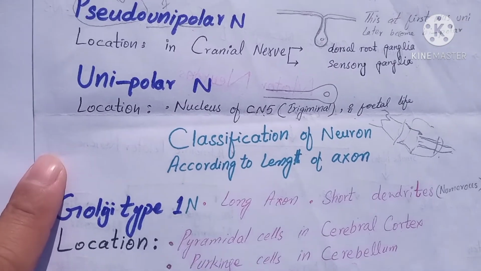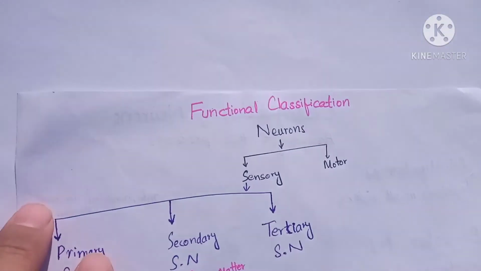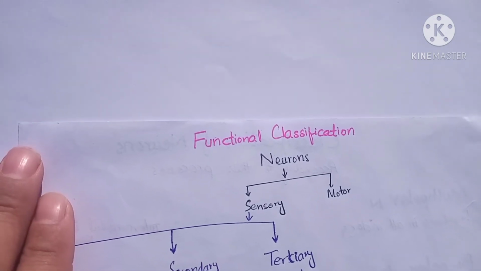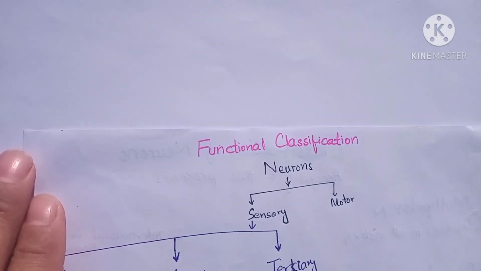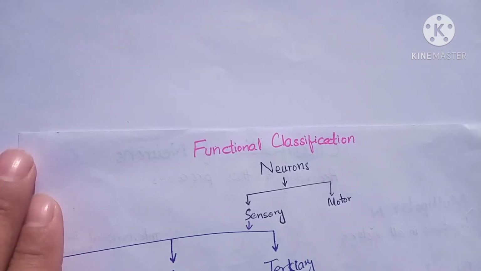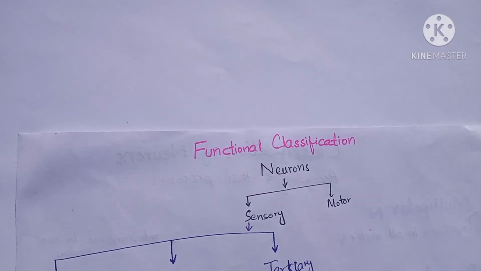So today the topic I'm going to talk about is the functional classification of neurons. I made it really easy with a chart for you people. Don't be anxious and don't put too much stress on yourself. You need to see this chart one time, and you will learn easily, inshallah.